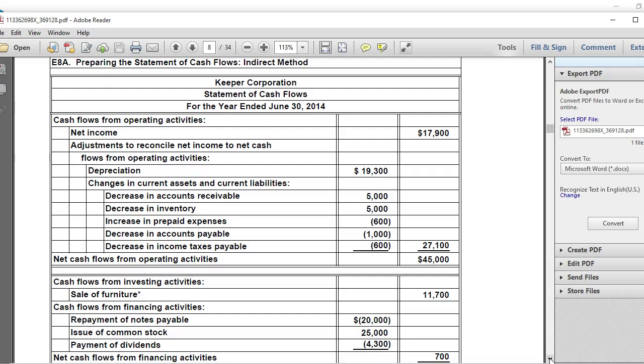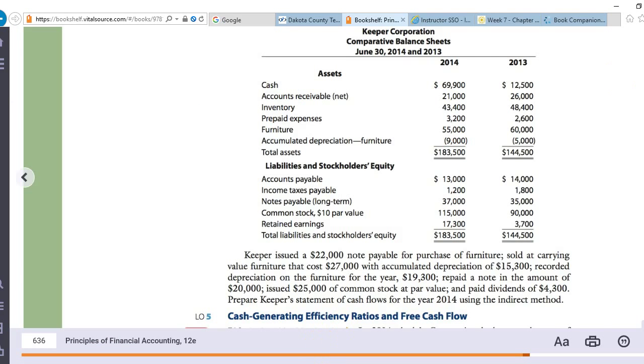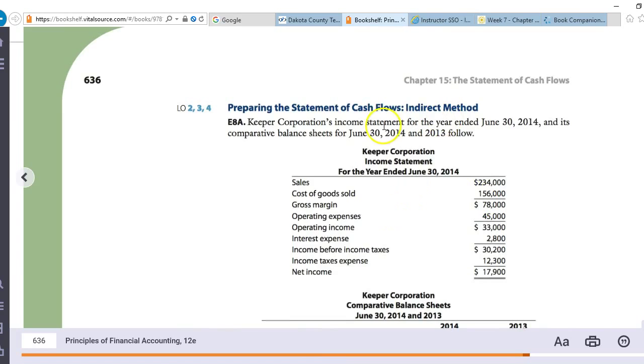So you want to make sure you title the report correctly. Keeper Corporation Statement of Cash Flows for the year ended June 30th of 2014. We start by showing net income. Now the net income, how are we calculating that? We go up here. Our net income from Keeper Corporation was $17,900. That's the first thing we're going to do.